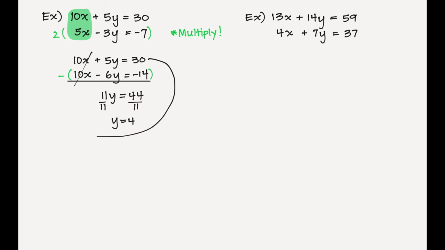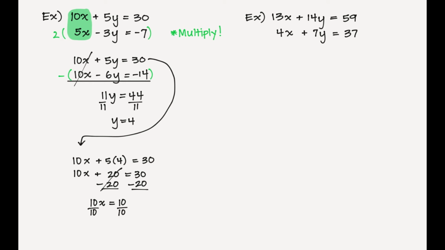So now let's take our y value and plug it into maybe our top equation. So 10x plus 5 times 4 is equal to 30. And that rewrites as 10x plus 20 is equal to 30. I'm going to subtract 20 from both sides. That leaves me with 10x is equal to 10. When I divide by 10, I'm left with x is equal to 1. And this gives us the solution of 1, 4.